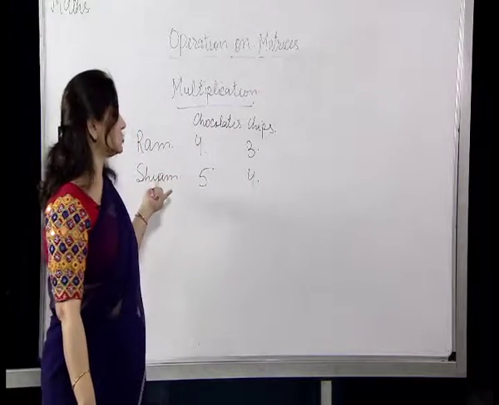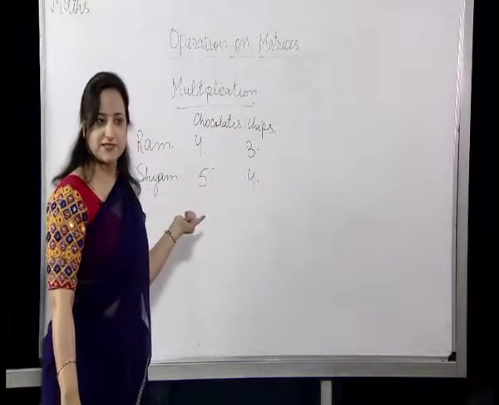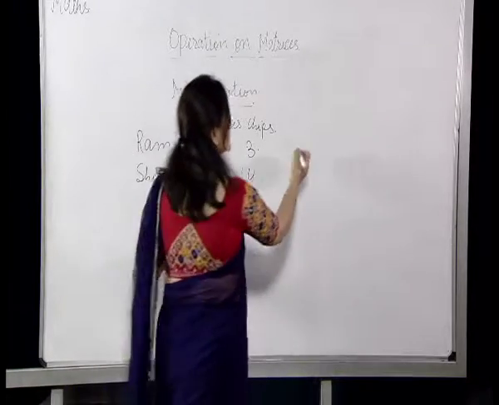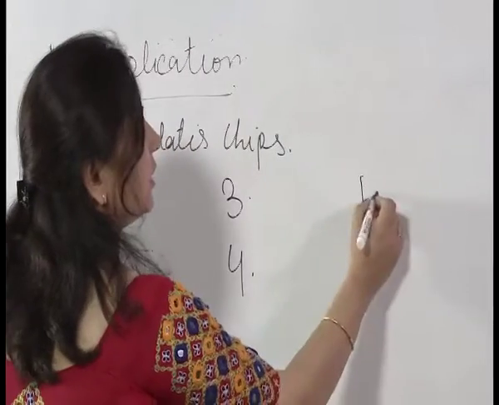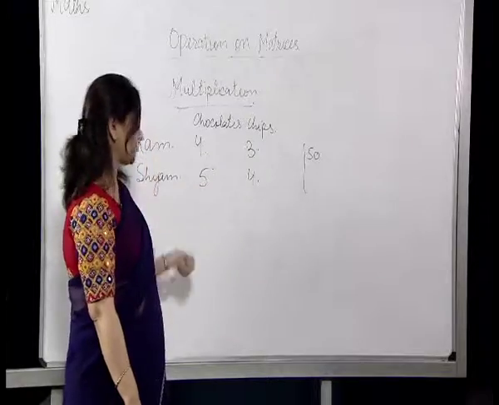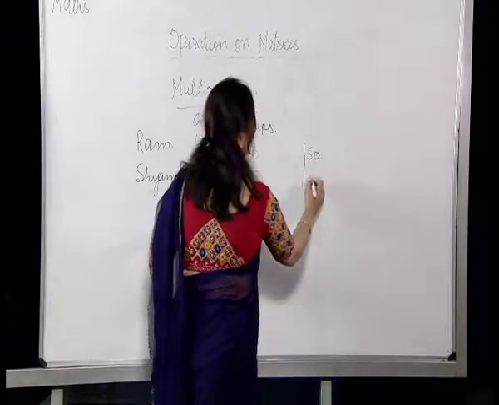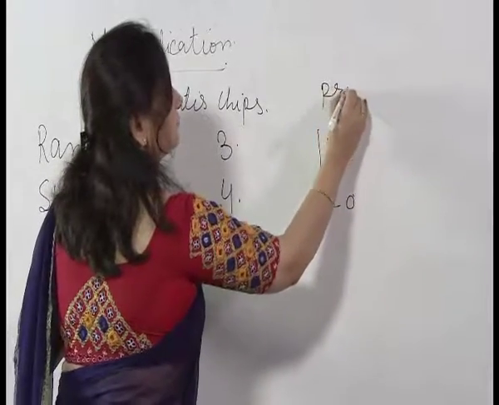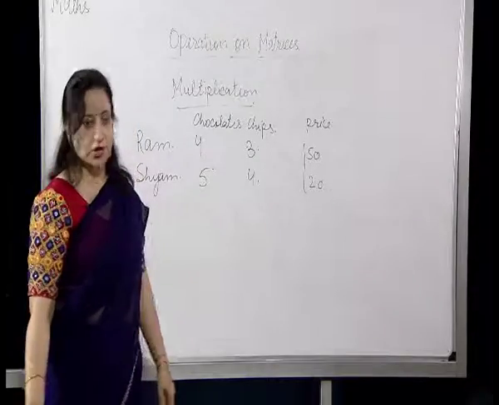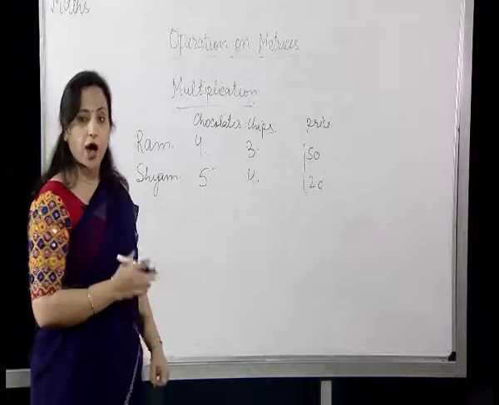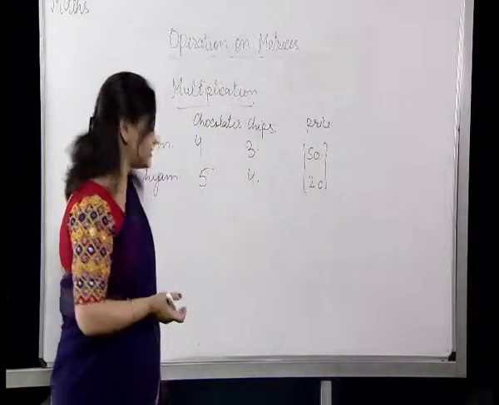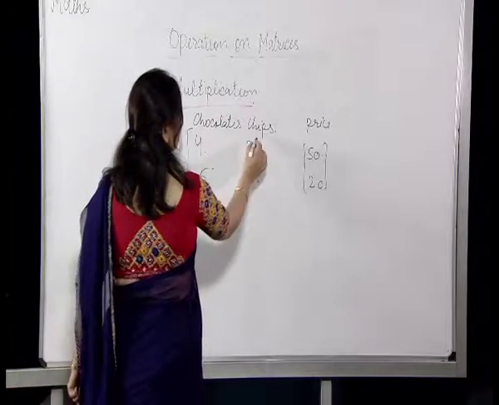Now, they will ask the shopkeeper what is the price for the chocolate and for the chips. He will say 50 rupees for chocolate, 1 chocolate is for 50 rupees and 20 rupees is the price of chips. So, now they will calculate how much they have to spend. So, I will represent this information in the form of matrix.